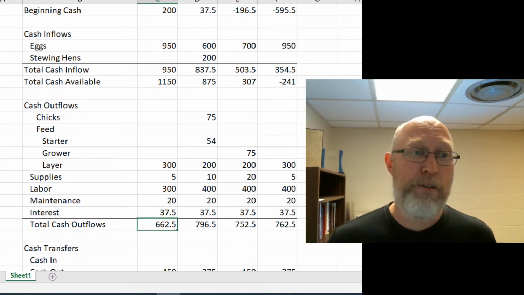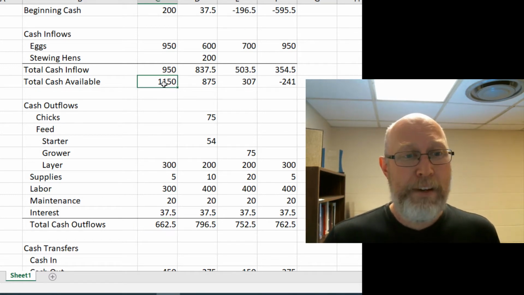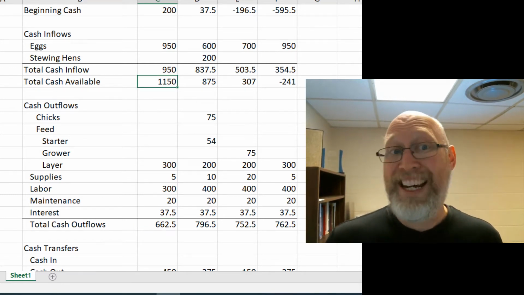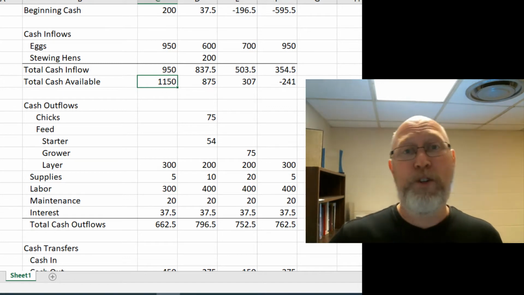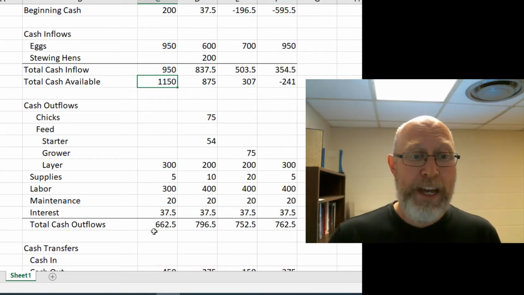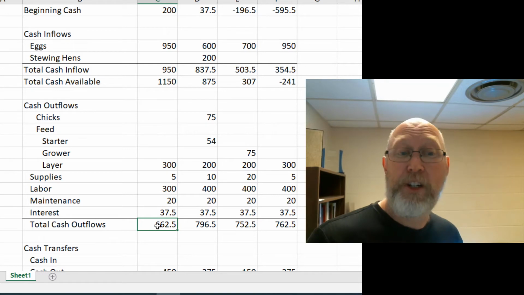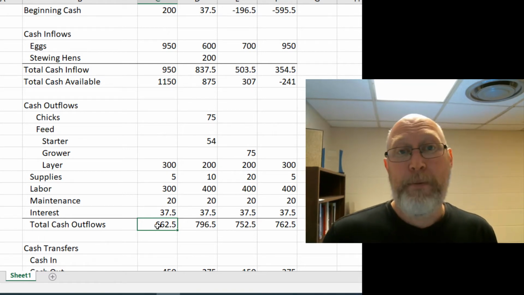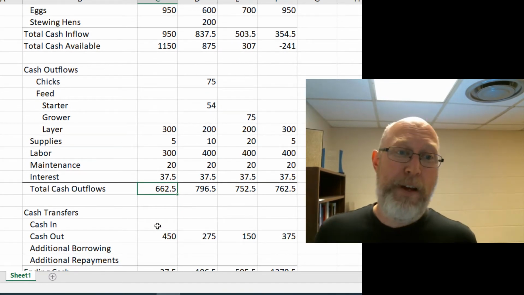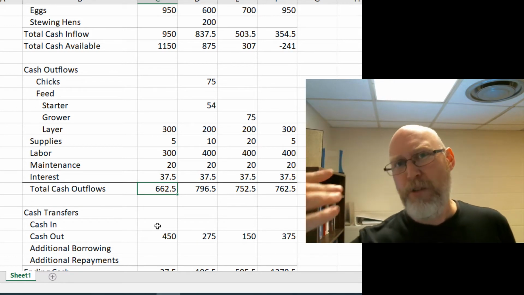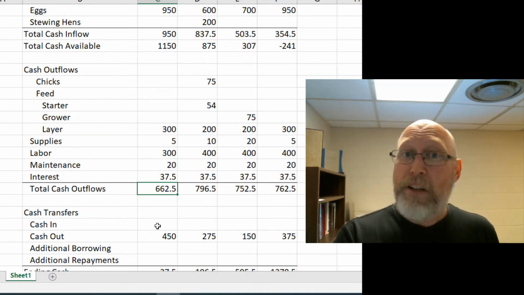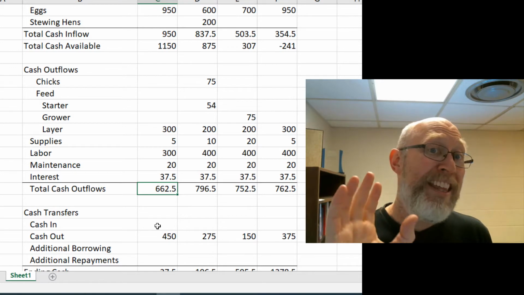So this is what you need to imagine. I've got $1,150 available that I can spend. It's either already there or it's going to arrive in the first quarter. And I'm projecting to spend $662. And if you're doing the math in your head, you see that you've got over $500 of extra cash, right? You've got money that you don't need.